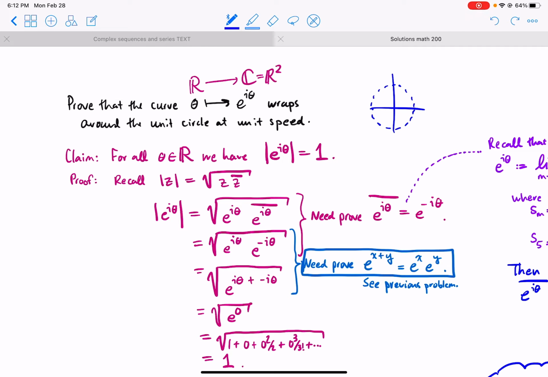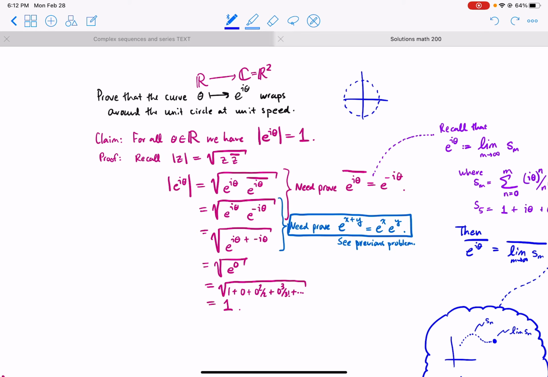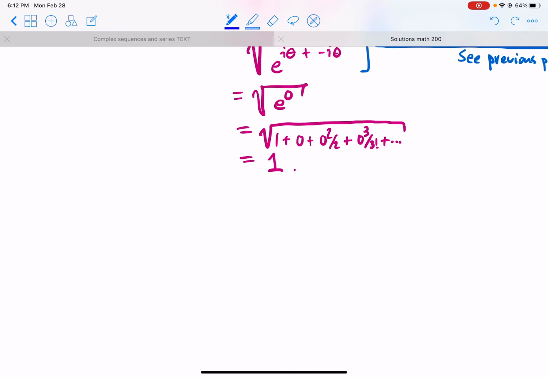But it turns out it doesn't. What it actually does is it just goes around at unit speed, at exactly unit speed, around and around. Okay. So let's now prove that at unit speed. Why unit speed? So proof.